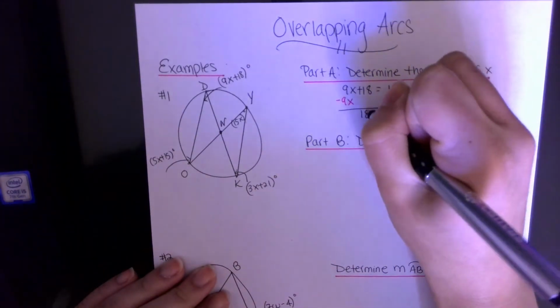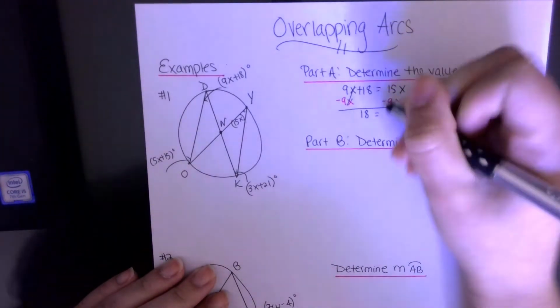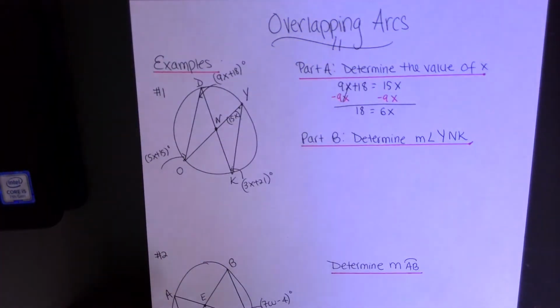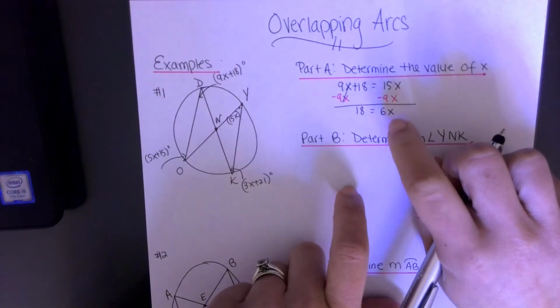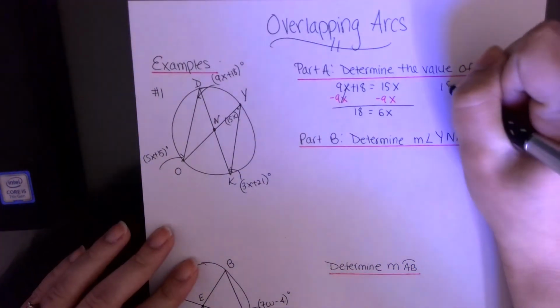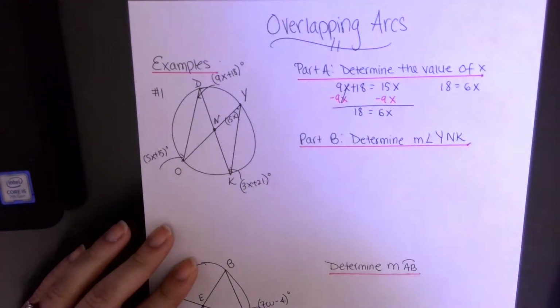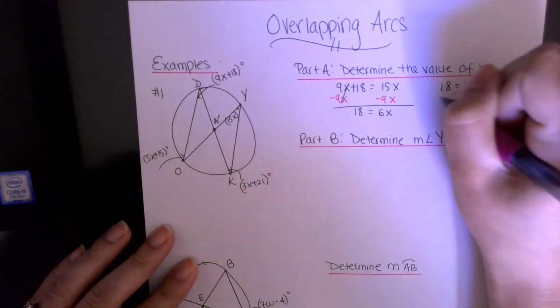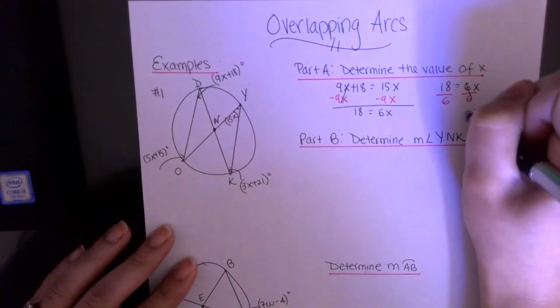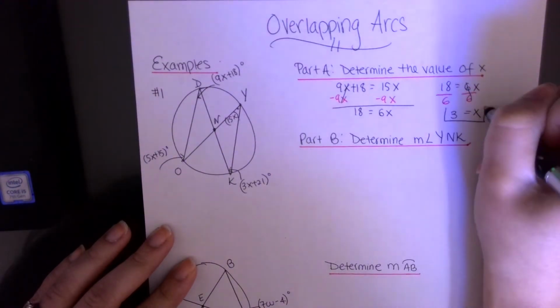So I have 18 equals 6x. Now my last step is I want x to be by itself. This is being multiplied by 6, so I will do the opposite operation, which is dividing by 6. That divides out, so x is equal to 3. That's the answer.